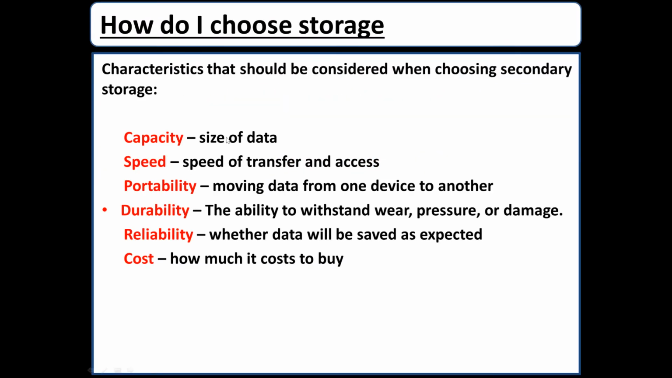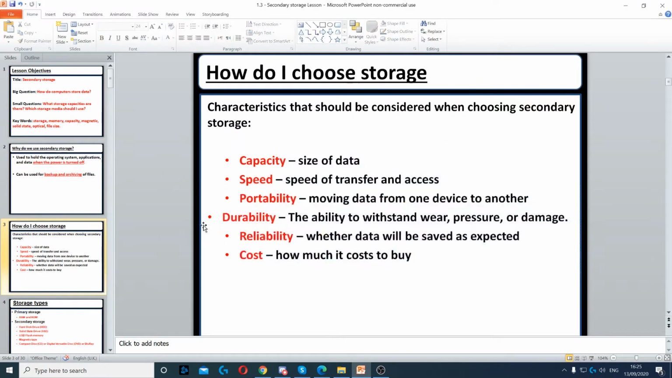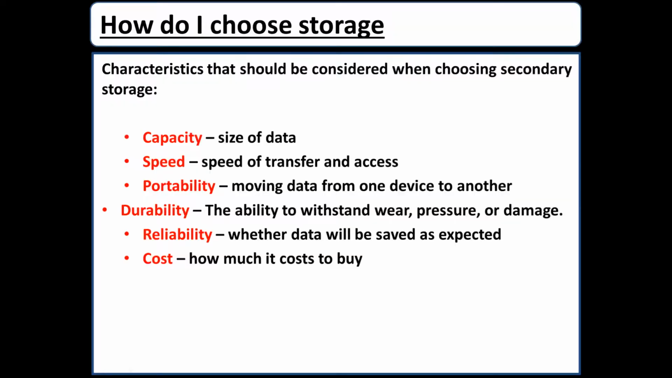Then we've got characteristics. Now these 6 different characteristics need to be remembered for your exam. So they are very important, and whenever you're answering questions, you'll have to mention them, especially on secondary storage. So the first one is capacity, and that's how much data can that device hold. Speed, and that's the speed of transfer of access. So if trying to open a game or access a file, how fast can you access it?